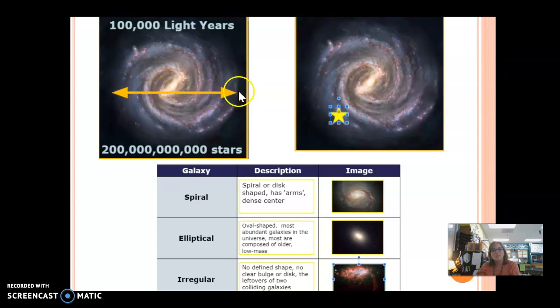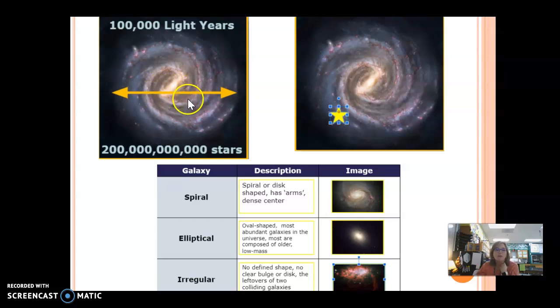So think about this. That means for one star on one side, it takes 100,000 years for light to get all the way across that galaxy, traveling at the speed of light, which is super fast. That's like going 350,000 kilometers in 1 second. If you've run an 800 twice around the football field, 2 times around the football field is 1 kilometer. So it goes 350,000 times around that in 1 second.